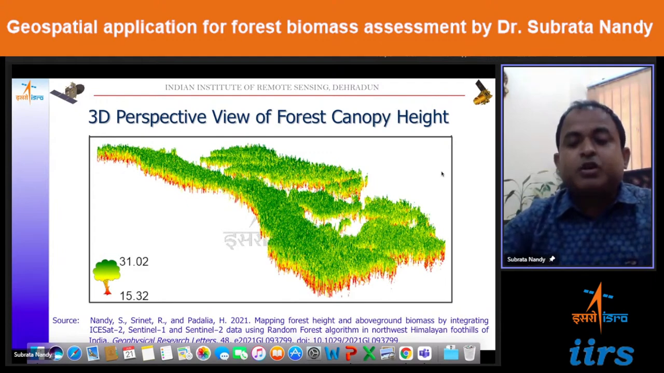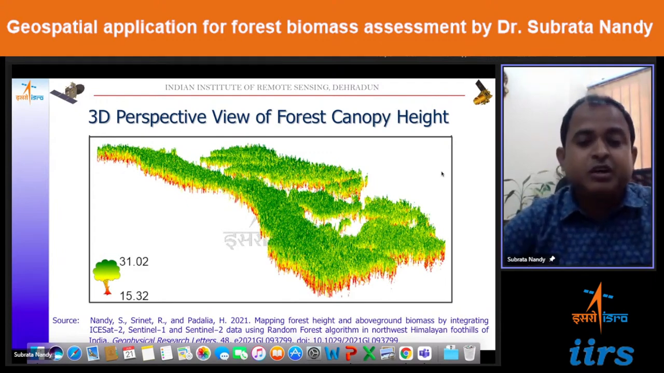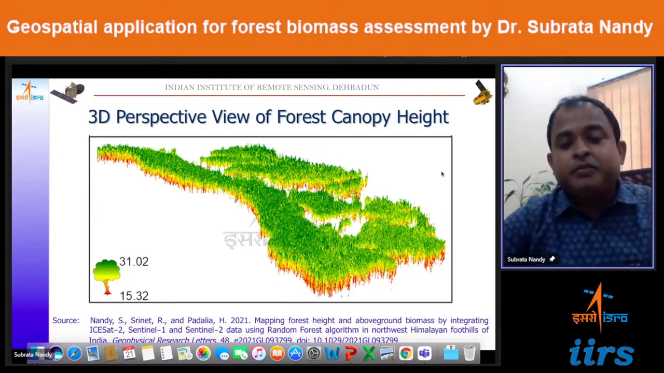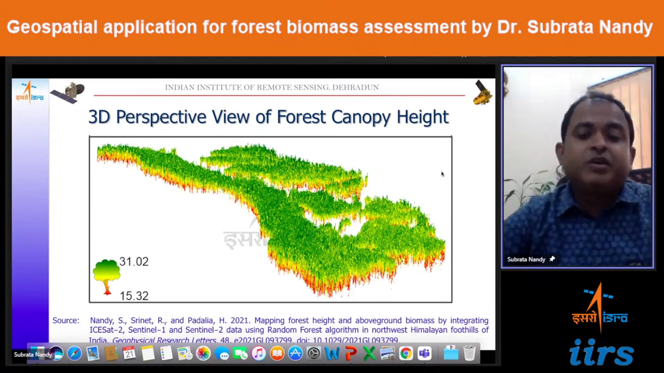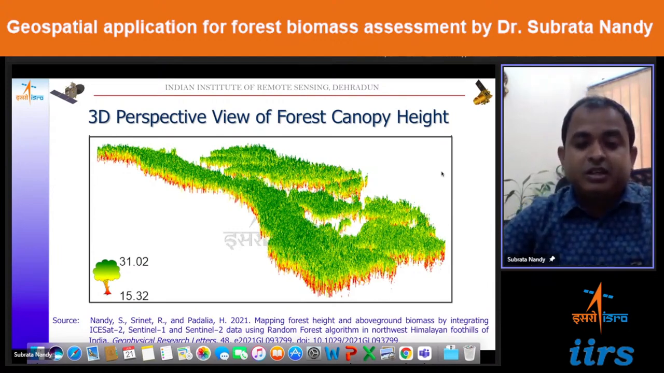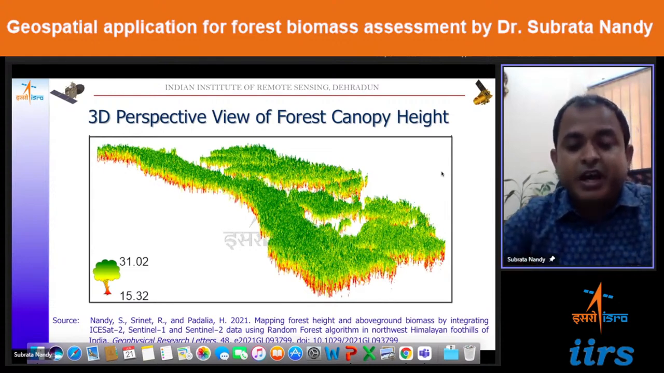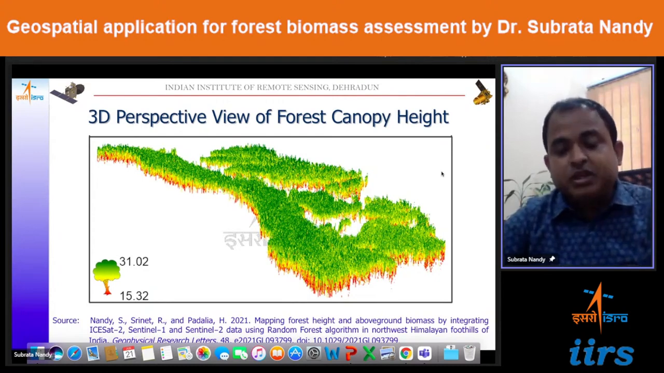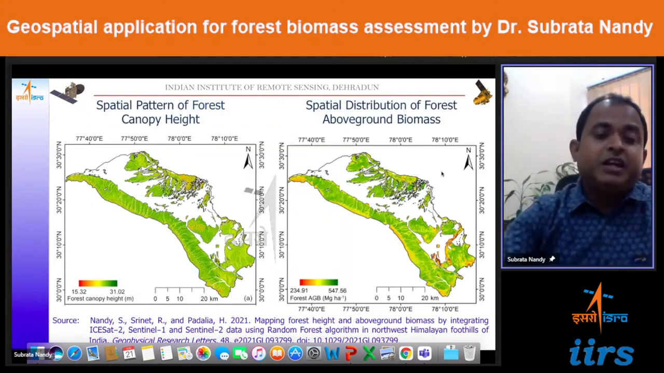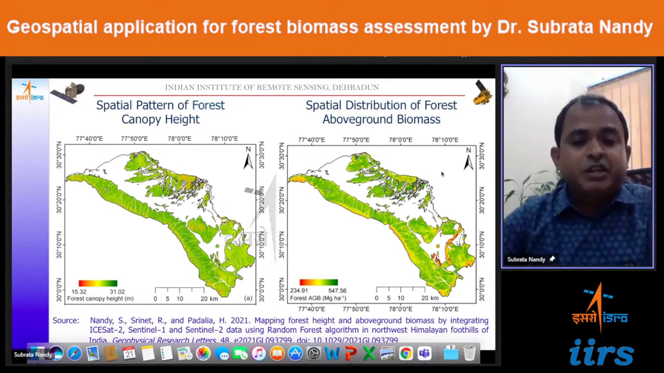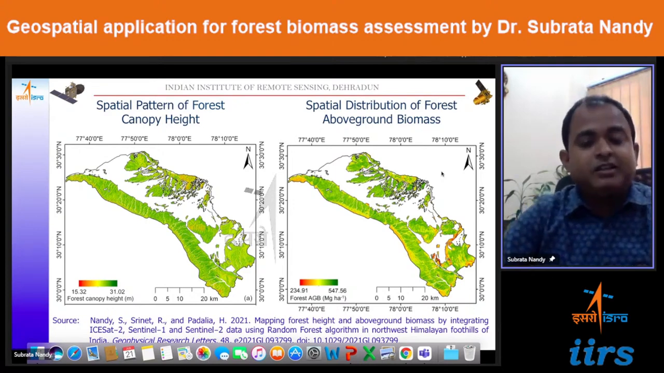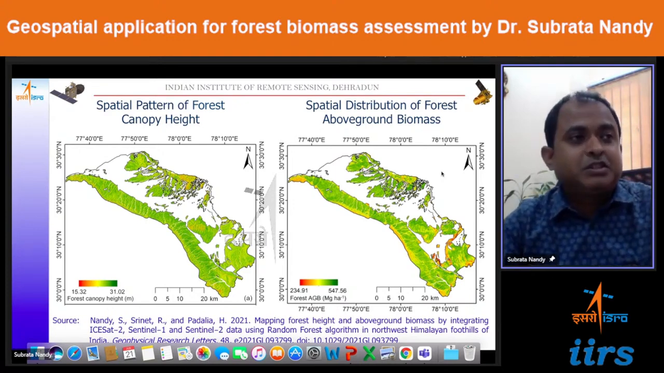What we have done is use point locations. In the space-borne data, we won't get wall-to-wall lidar points like what we get in airborne data. So here you can see we are integrating this lidar height data with the Sentinel data to get this kind of height map, and then integrating this height map along with the spectral variables. So there are spectral variables as well as height. These are the independent variables, and the biomass is the dependent variable.